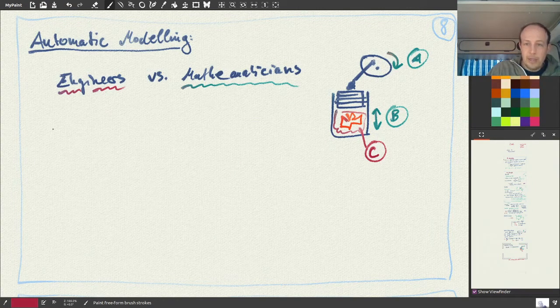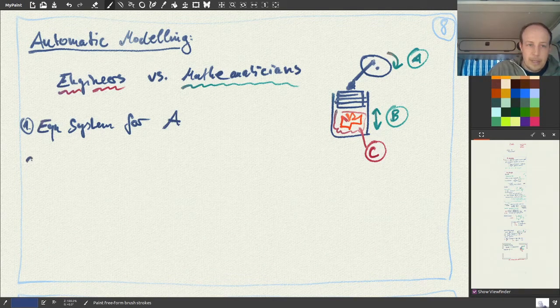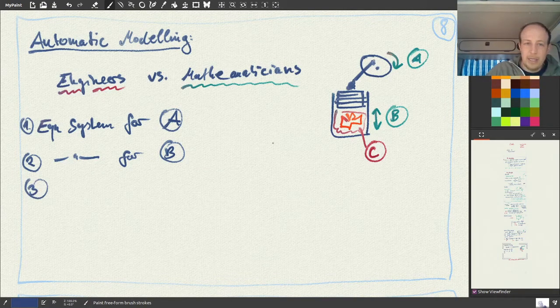And what you now can do is have equations. So say one equation system for A. Second, you have maybe an equation system for what happens in B, and then here you will certainly need a PDE, because there are very many things also spatially distributed happening.